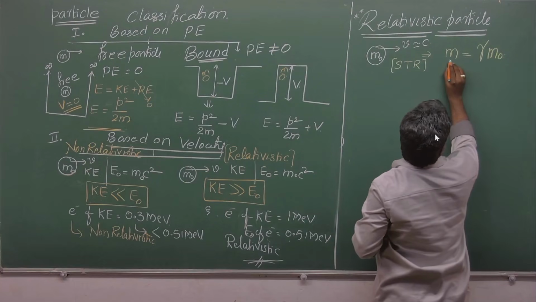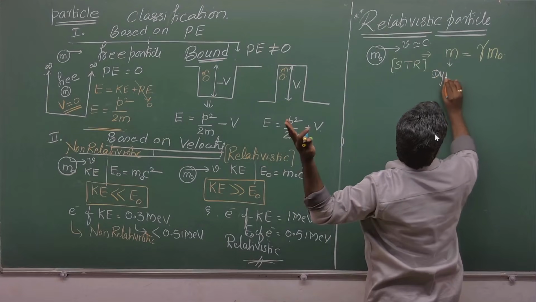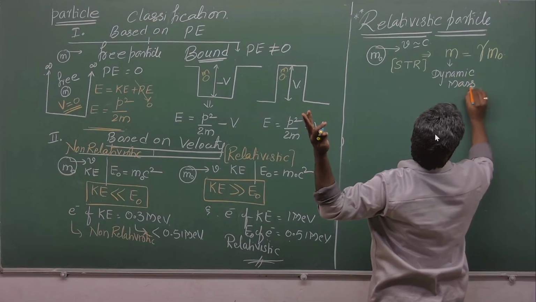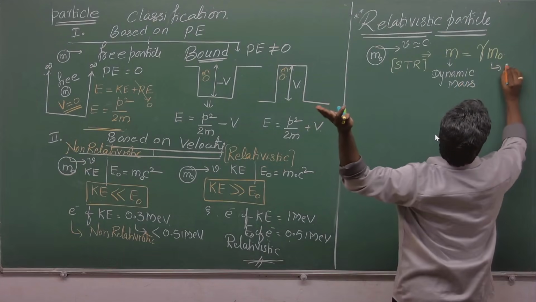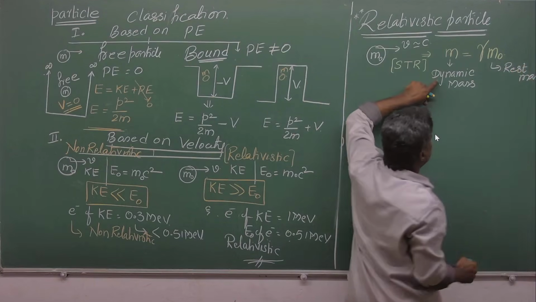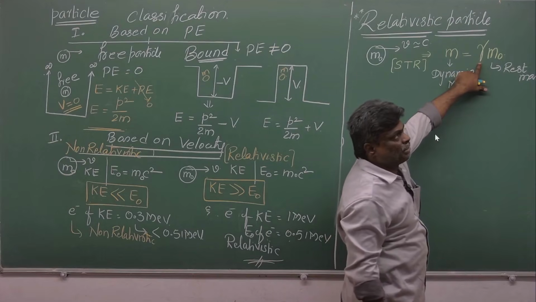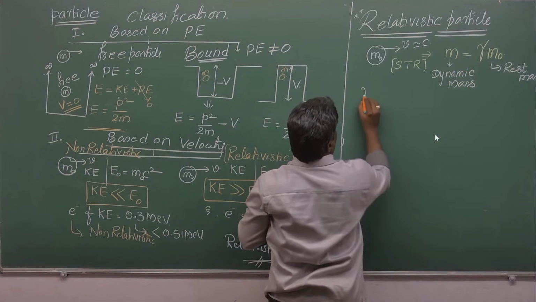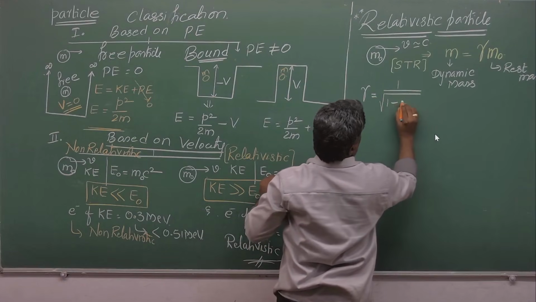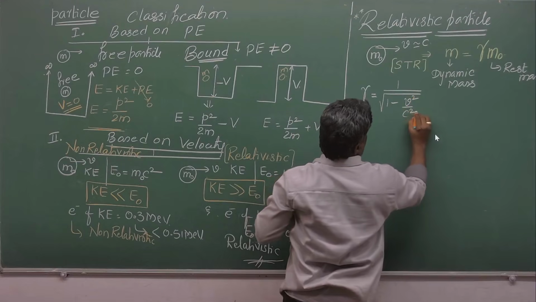What is the dynamic mass? Shall I say this is the dynamic mass? Dynamic mass means the mass whenever it is moving. This is moving mass and rest mass. Moving mass is how many times? Wait. What is the gamma? 1 by under root 1 minus v square by c square.